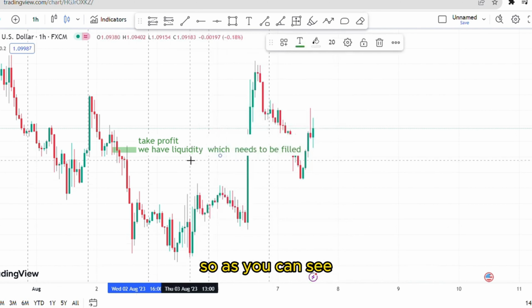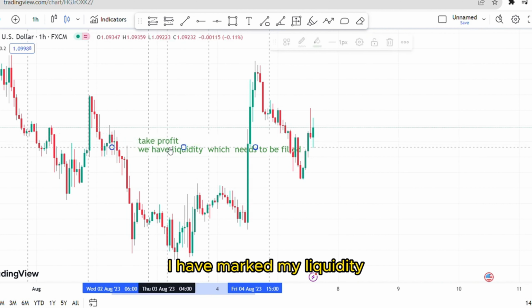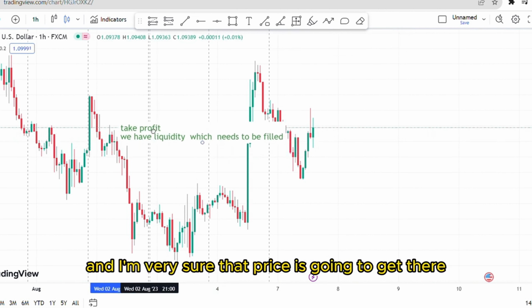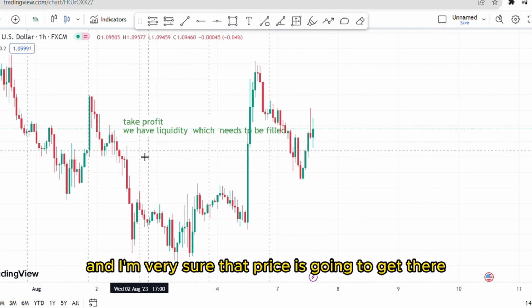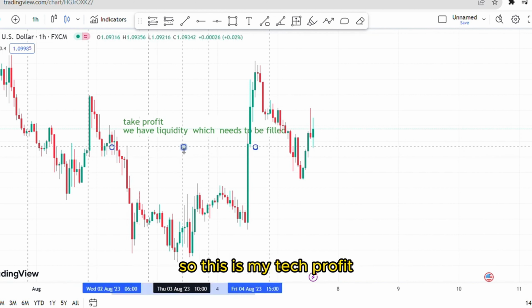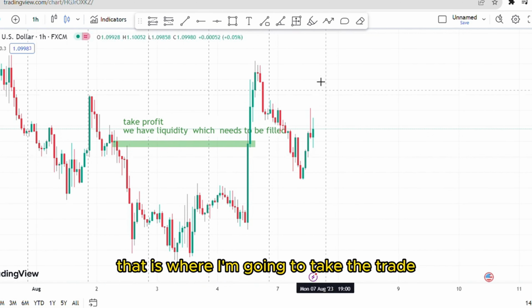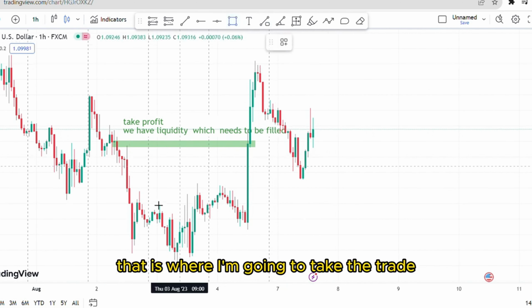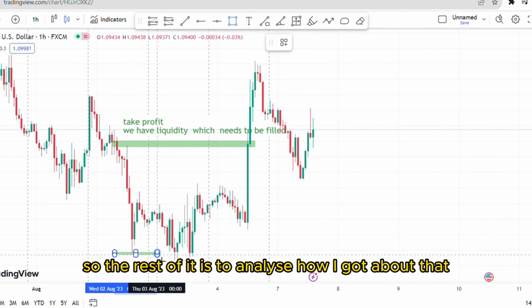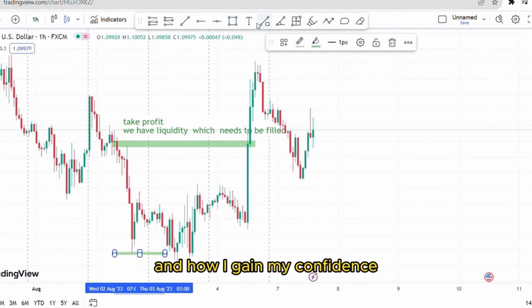So as you can see, I have marked my liquidity area, and I'm very sure that price is going to get there. So this is my take profit. It is very clear that is where I'm going to take the trade. So the rest of it is to analyze how I got about that and how I gained my confidence.